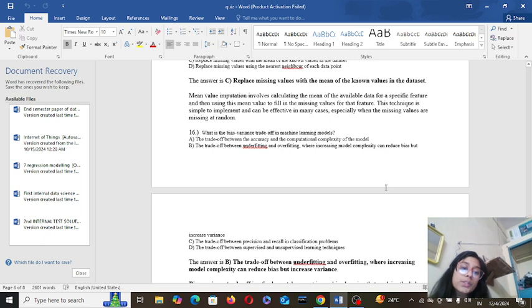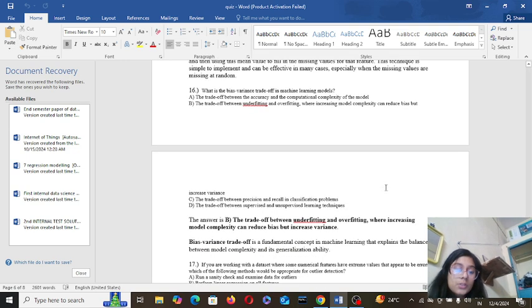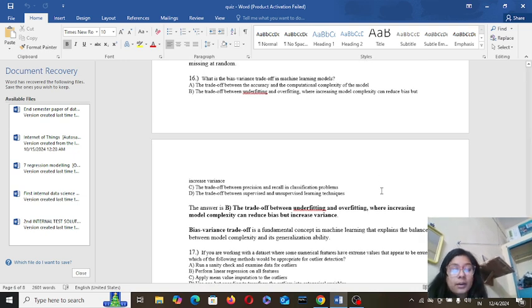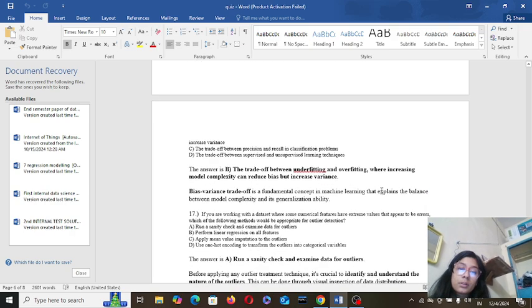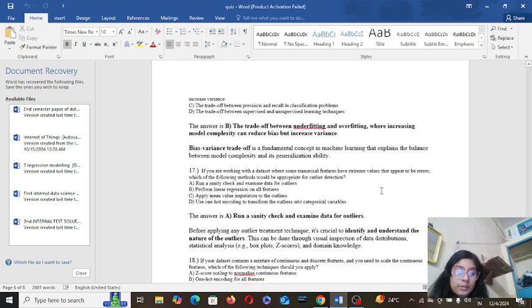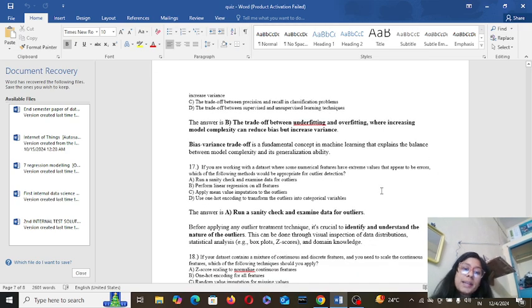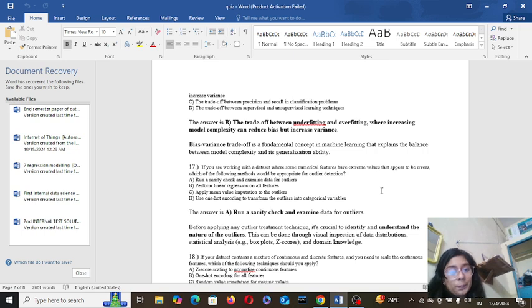Now our next question is, what is the bias-variance trade-off in machine learning models? So the correct option is the trade-off between underfitting and overfitting, where increasing model complexity can reduce bias but increase variance. The bias-variance trade-off is a fundamental concept in machine learning that explains a balance between the model complexity and its generalization ability.